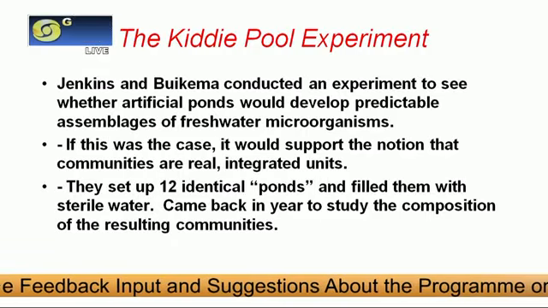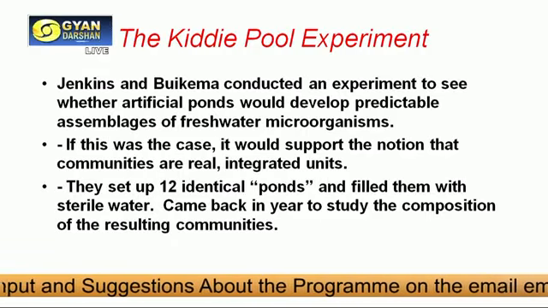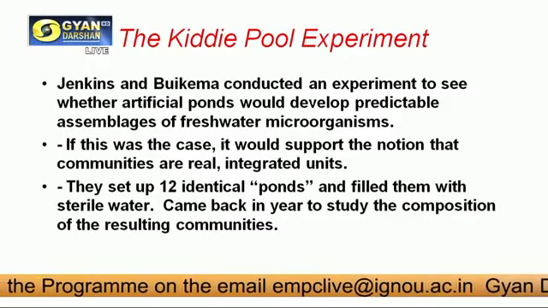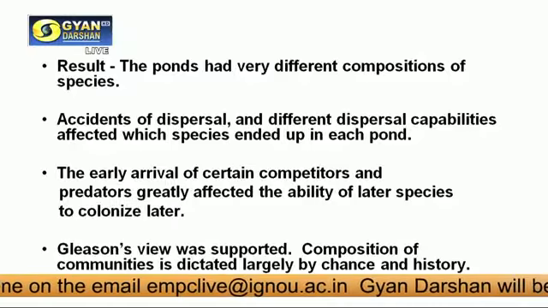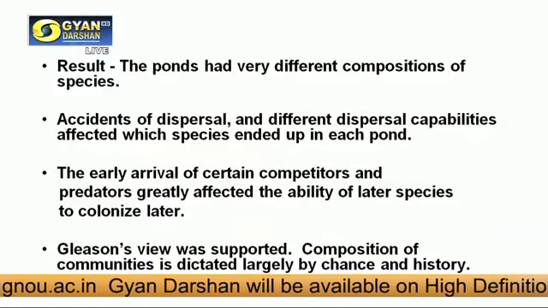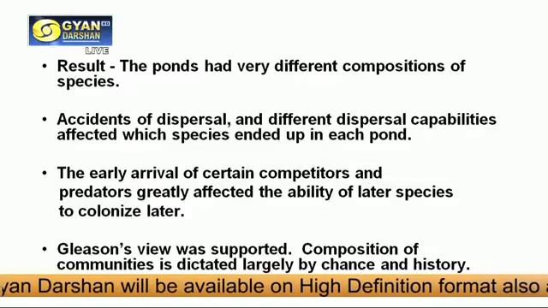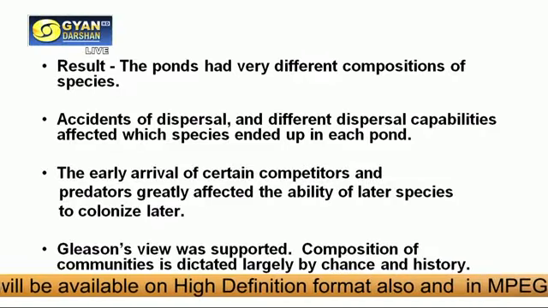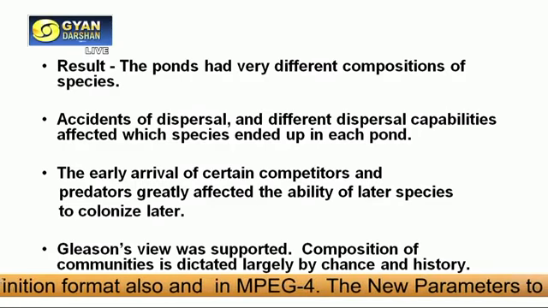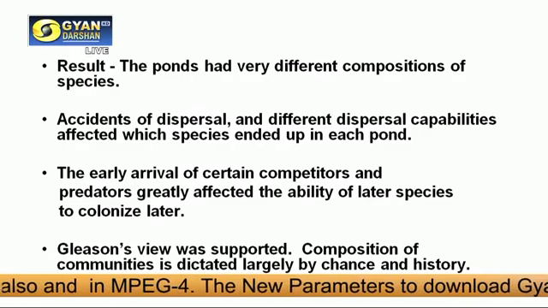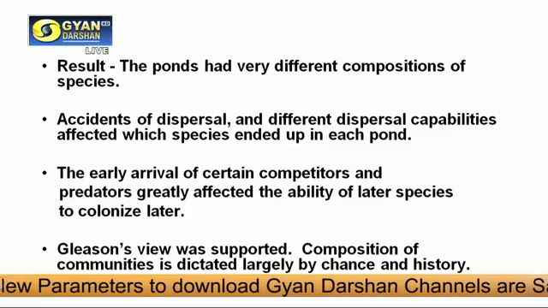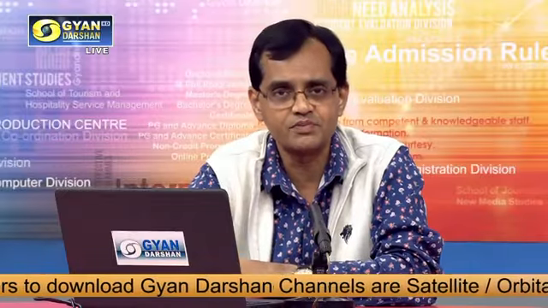What did they do? They set up 12 identical ponds filled with sterile water. Came back in a year to study the composition of the resulting communities. What was the result? The ponds had very different composition of species. Accidents of dispersal and different dispersal capabilities affected which species ended up in each pond. So it was not at all an ordered kind of thing. It was very erratic. 12 different ponds had 12 different assemblages of species.